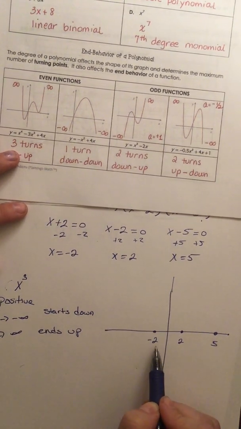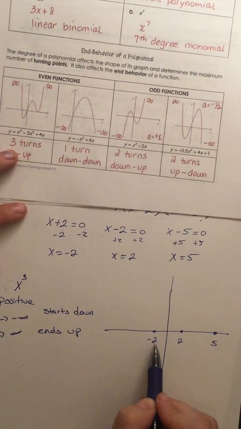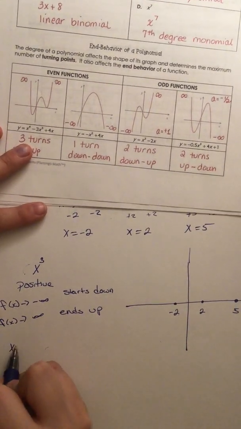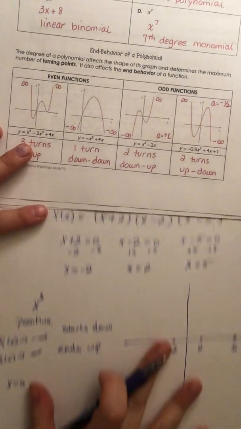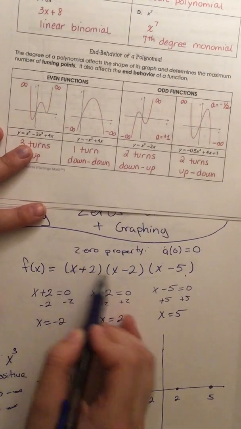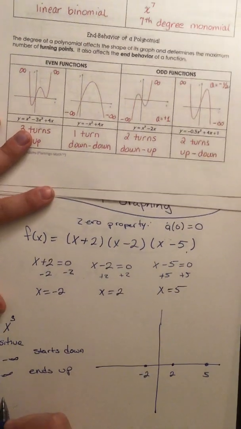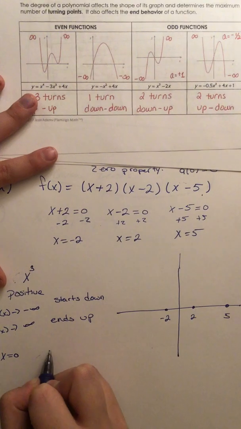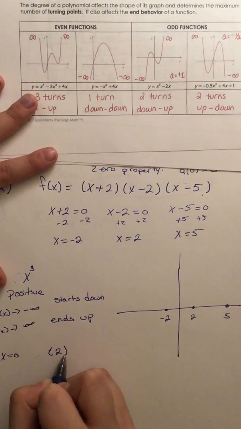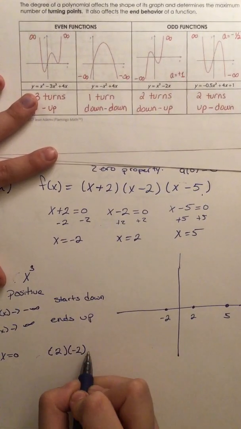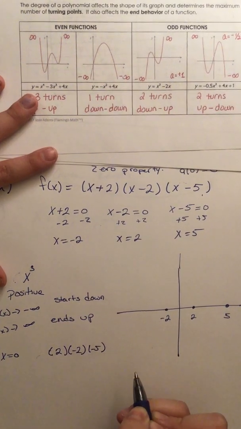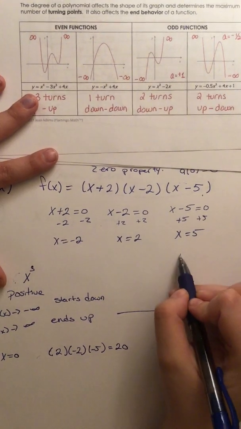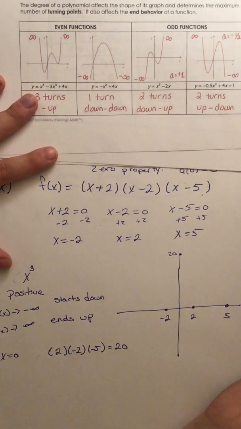First point we would pick is a number between -2 and 2. So I'm just going to pick when x equals 0. Then we plug in 0 in here. And what we get is 2 times -2 times -5, which gives us 20. So that lets us know that we're way up here at 20.